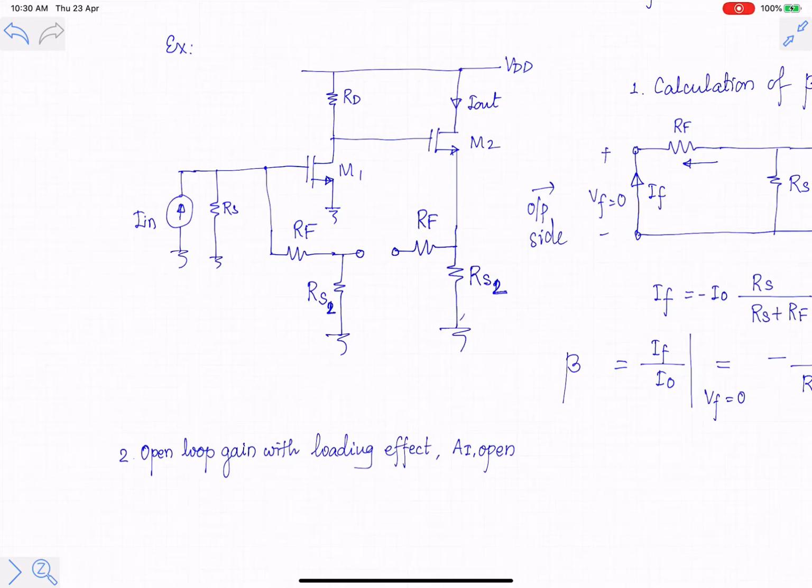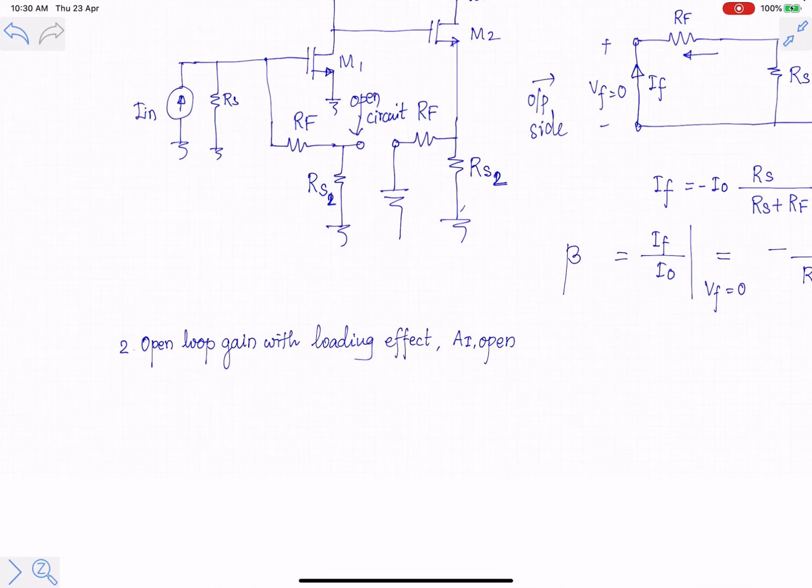As per our case, the input side of the feedback network should be open circuited because there is a series connection on the output side of the feed forward amplifier, while the output side of the feedback network should be short circuited because there is a parallel connection. So this is connected to ground while this is kept open circuit.